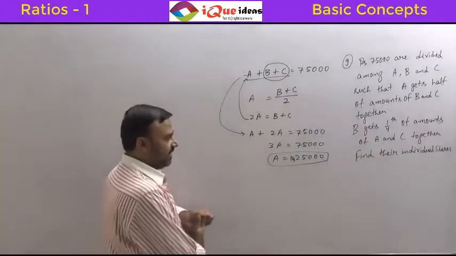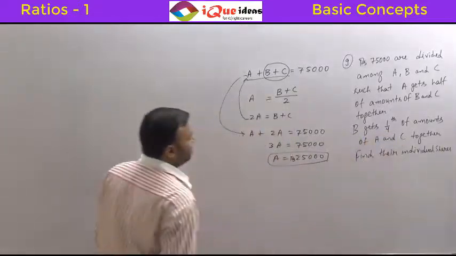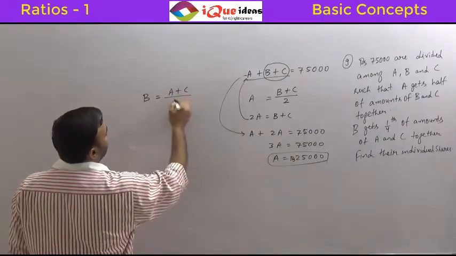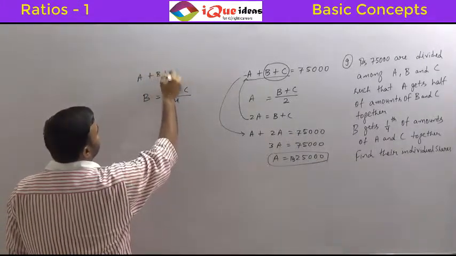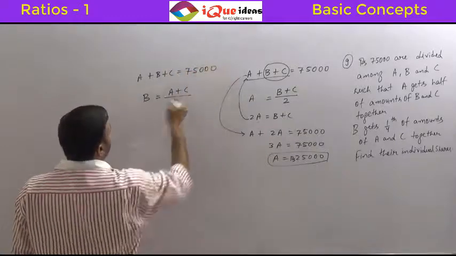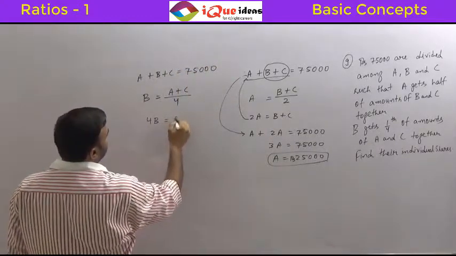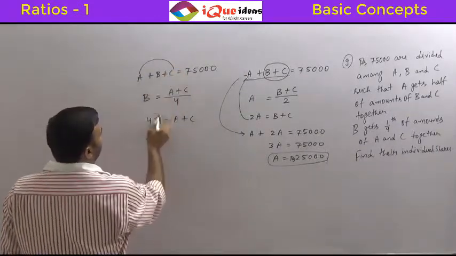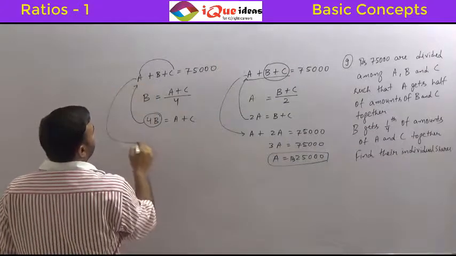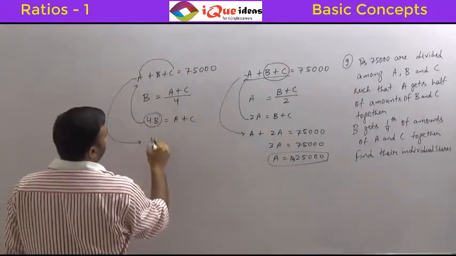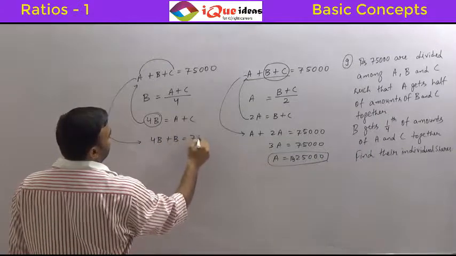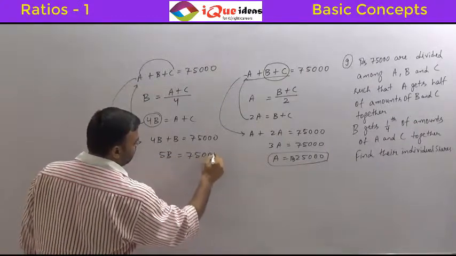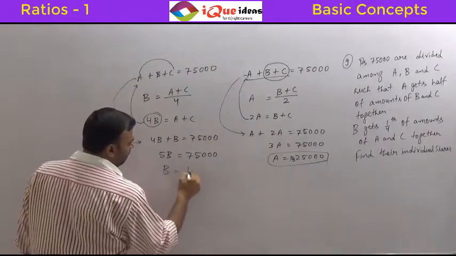Alright. Then second, B gets 1/4 of the amounts of A and C together. So I'll write this as B equal to (A plus C) by 4. And we still have A plus B plus C equal to 75,000. Now from here we get 4B is equal to A plus C. Right? Now see, in place of A plus C, write 4B. So 4B plus B, that is equal to 75,000. So we have 5B equal to 75,000. Right? So B is equal to 15,000 rupees.